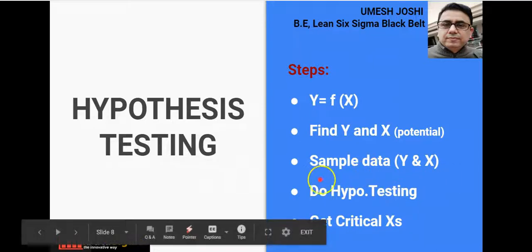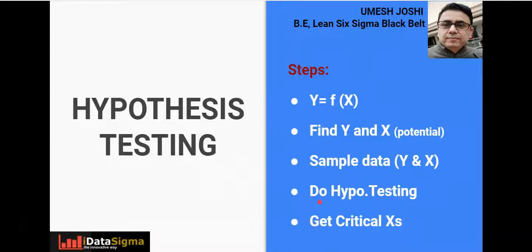And next comes the hypothesis testing. We do the hypothesis testing based on the Y measure, based on the X factors, and based on the results which I want from my hypothesis testing. There are different tools available. We will be discussing them in the next slides. And once my hypothesis testing is over, I get the critical Xs on board, that these are the real culprits, these are the real factors which are impacting my Y measure.